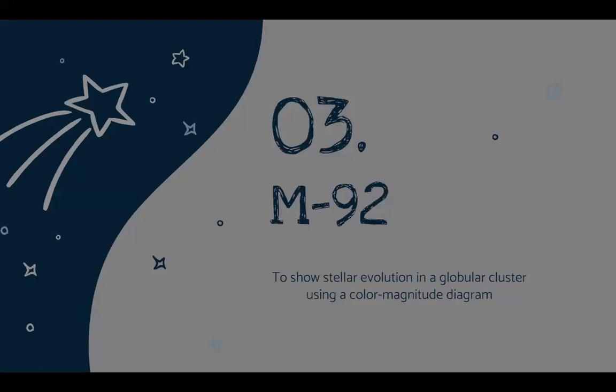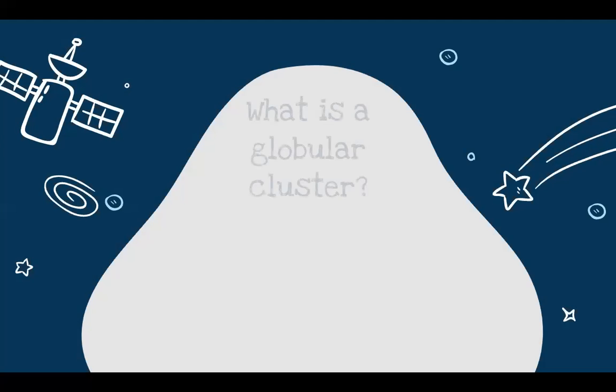Okay, hi everyone, and today I'm going to be talking to you about our third project, which is looking at M92. I apologize, there's lots of animation, so I'm going to be saying click a lot. Our goal here was to show stellar evolution in a globular cluster using a color magnitude diagram. Next slide, please.